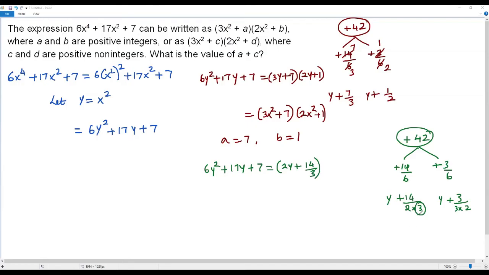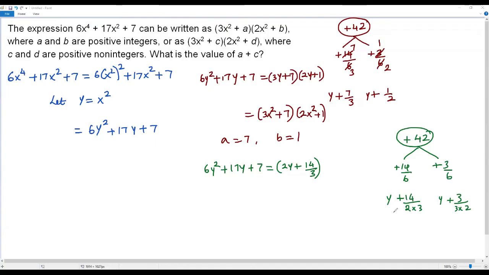Just look at it. If in case I move this 3 as a coefficient of y, then what factor will I get? I'll be getting 3y positive 14 over 2. But when I simplify this 14 over 2, I'll be getting 7, which is an integer. But here I'm trying to write the given expression in the form of 3x squared positive c times 2x squared positive d, where c and d are positive non-integers. So if I move this 3 as a coefficient of y, then I'm getting a positive integer over here. The value I'm getting over here has to be a positive non-integer. So that's why I'm moving this 2 as a coefficient of y.